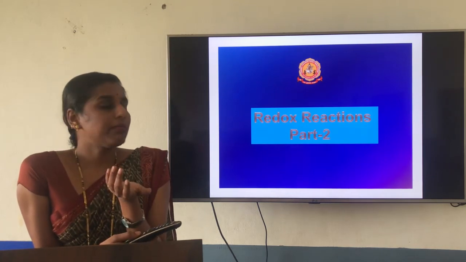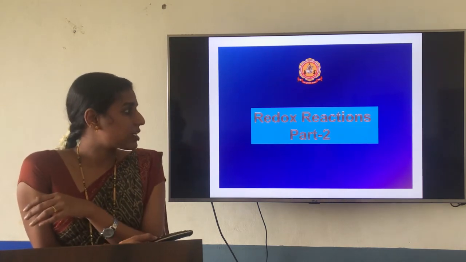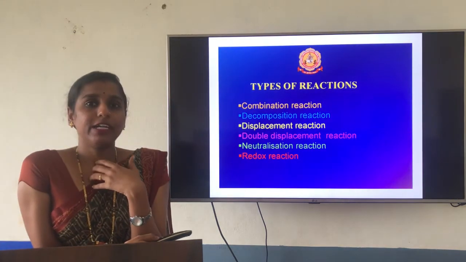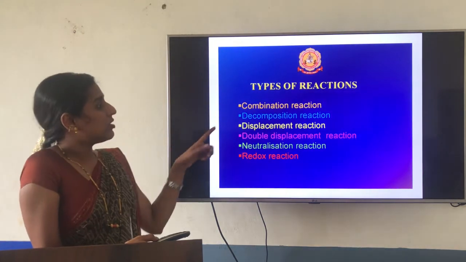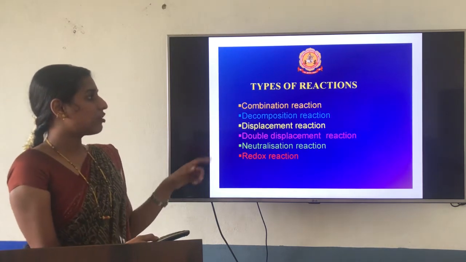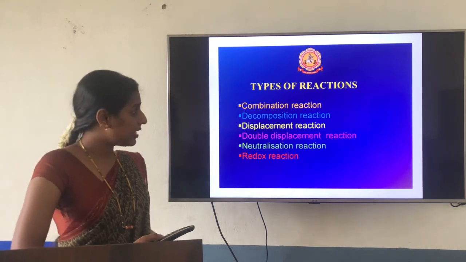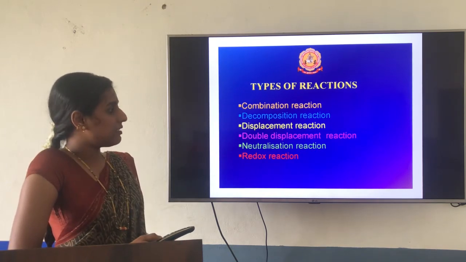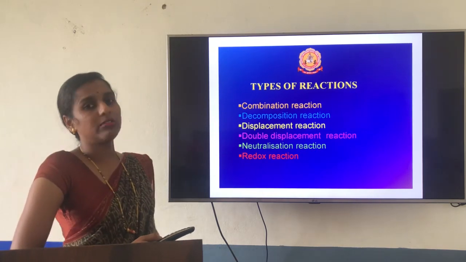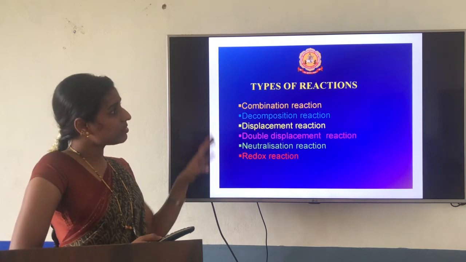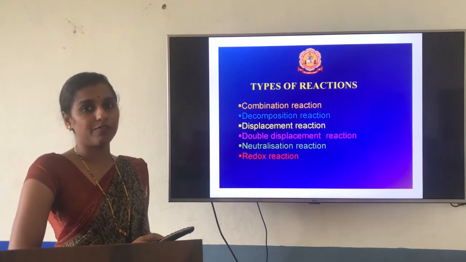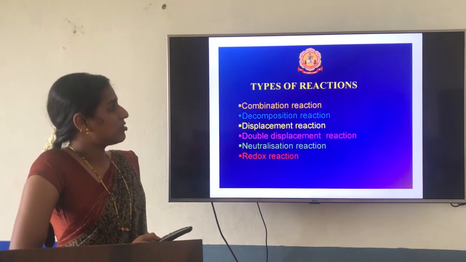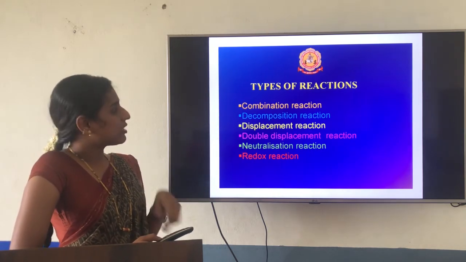So the next concept that you are learning under redox reaction, as I have told before, is different types of reaction. The types of reactions are these: the combination reaction, decomposition reaction, displacement reaction, double displacement reaction, neutralization reaction, and redox reaction. These types of reaction you have already learned in your lower classes, so again we are briefing the concept.